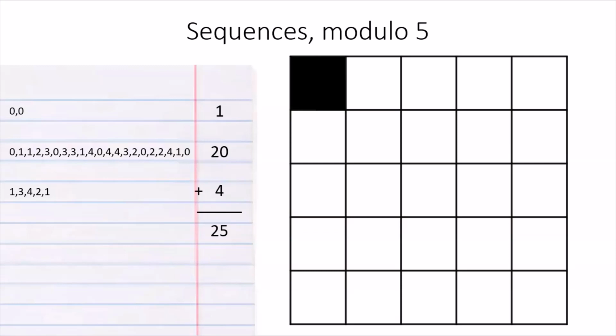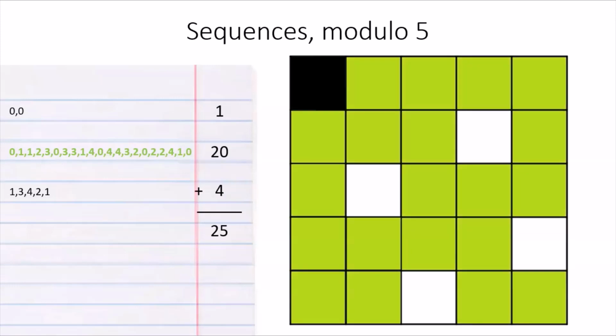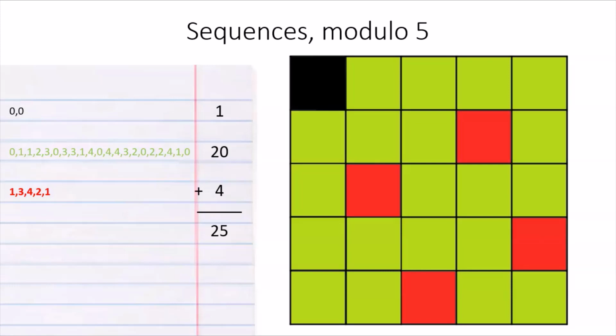Now if we take our longer list with 20 pairs and color it green, then we get this picture. And if we take our shorter list with 4 pairs and color it red, we get this picture.